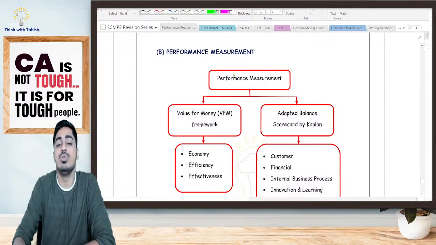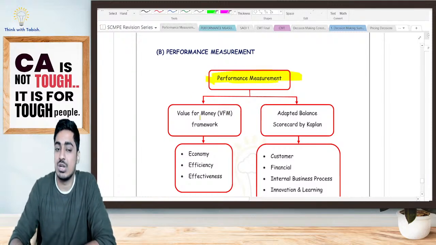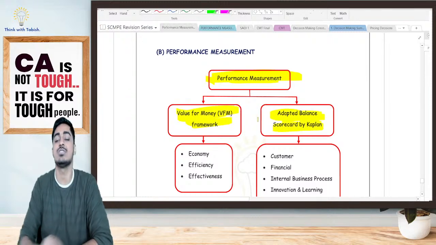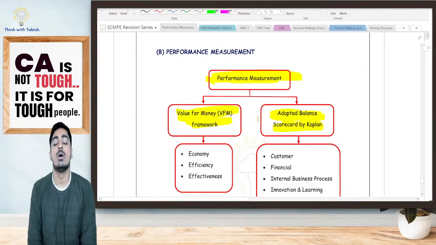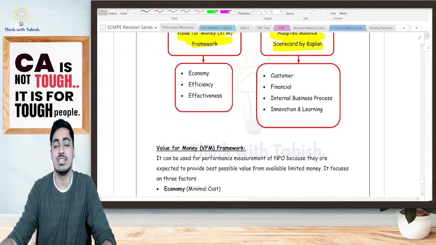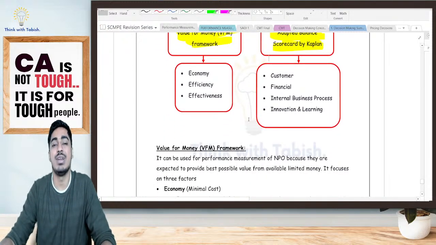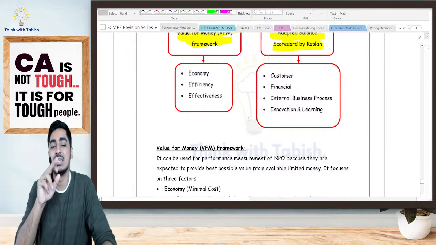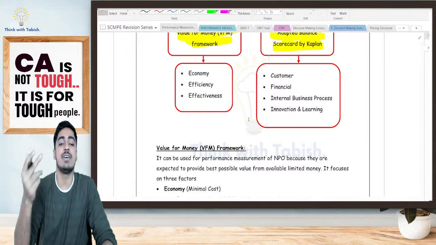Now, two performance measurement models are there. One is the value for money framework. One is the adapted balanced scorecard approach. What is the value for money approach telling? You would have listened to it already, or in your auditing you would have heard of government entities audit. The 3 E's: economy, efficiency, effectiveness.